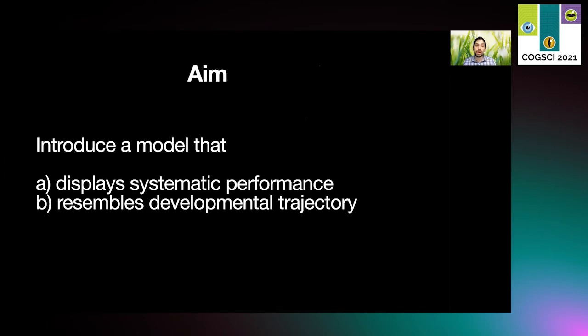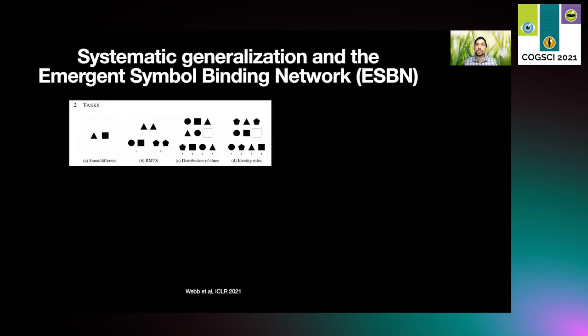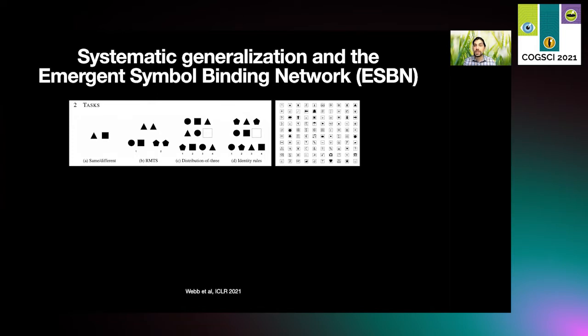Our aim is to introduce a model that both displays systematic performance on the give-n task and resembles the human developmental trajectory. And it's based on a model that was published this year at ICLR called the Emergent Symbol Binding Network, which was created as an attempt to achieve systematic generalization on a number of simple tasks. And I can illustrate just with the first, most simple of these tasks, which is the same-different task. You're shown 2 stimuli, and you just have to say, are these stimuli the same or are they different? And systematicity is tested by using stimuli that the network had never seen before from a large set of possible stimuli.